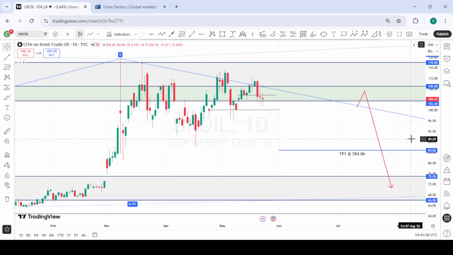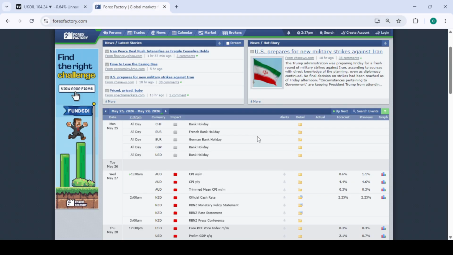So let's see what we have for the week on the economic calendar. For the coming week, we have bank holidays for most of the major currencies, so we are likely to see some low volatility on Monday. On Tuesday, there's no high impact news.